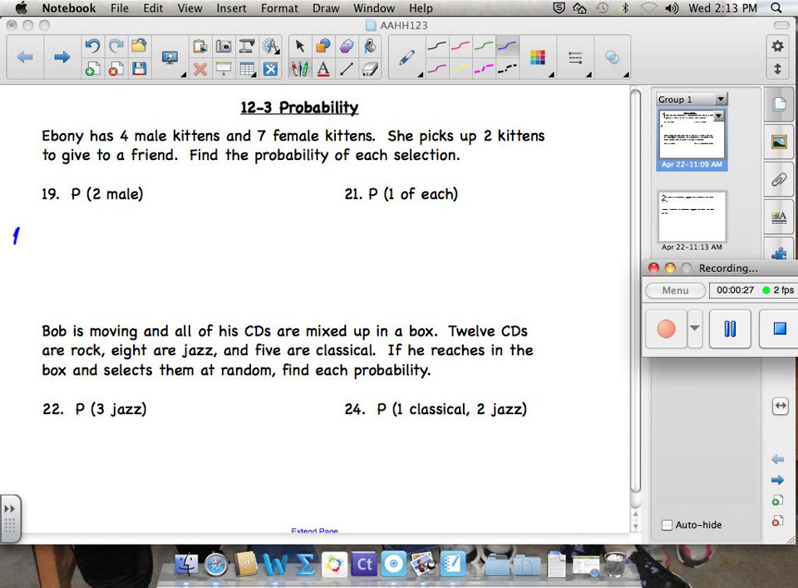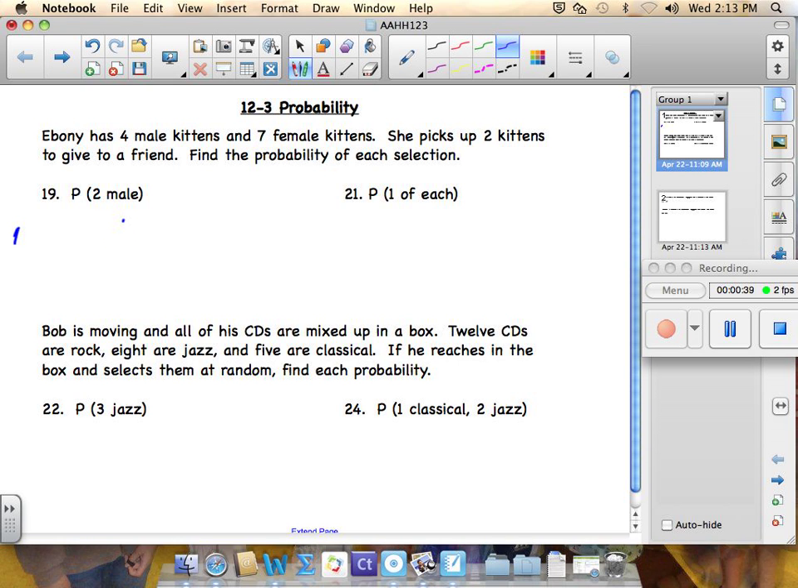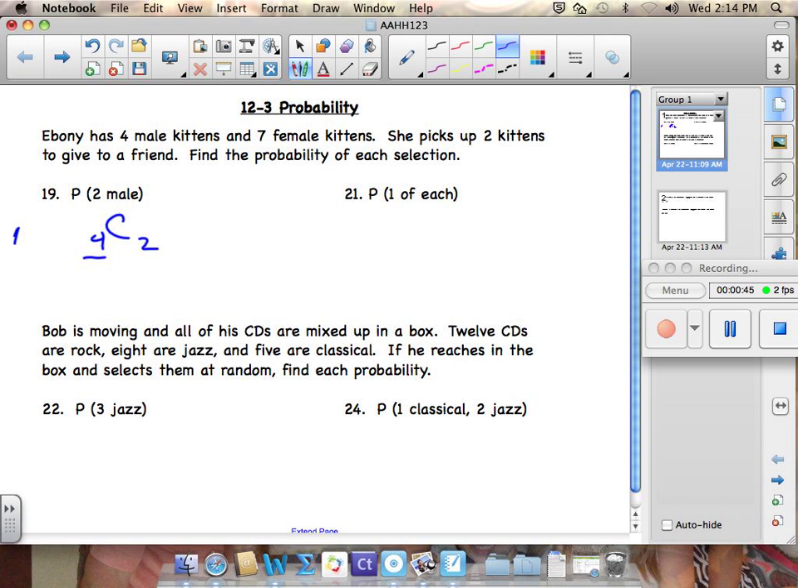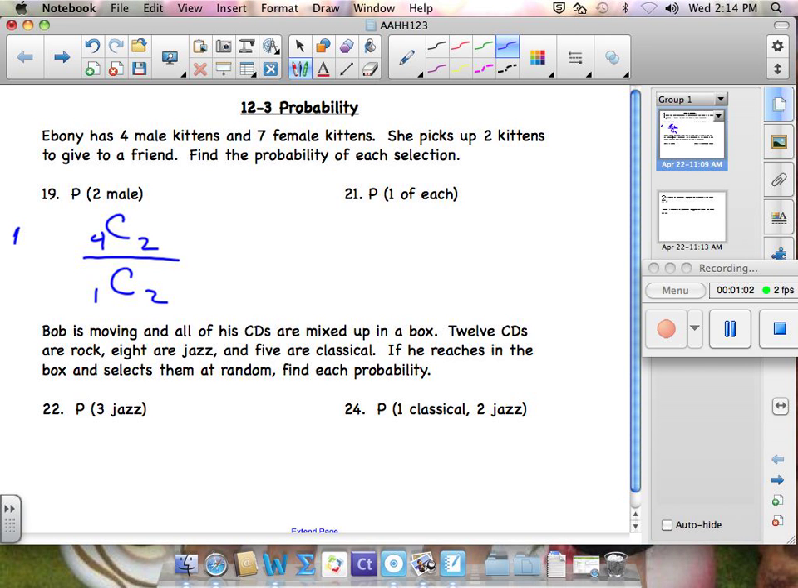In 19, we're looking at the probability of 2 males. So on top of my fraction, I want the total number of ways I can pick out those 2 male kittens. The order doesn't matter, so it's going to be a combination, where I'm taking 2 of the 4 male kittens. In the bottom of the fraction is my total. If I pick a kitten, it doesn't matter if it's male or female. Order, again, does not matter, so it's a combination where I'm taking 2 out of 4 plus 7, 4 male and 7 female, or 11 kittens.